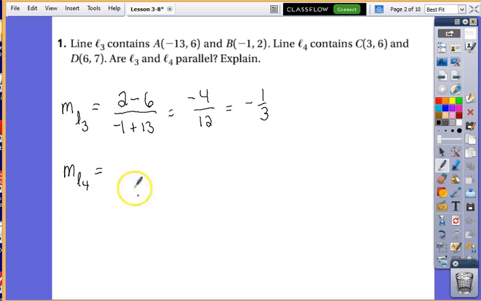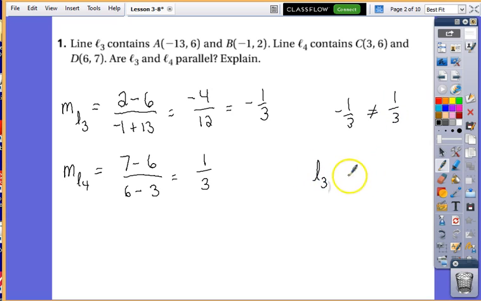Find the slope of the other line. And so when I find the slope of the other line, I'm going to do 7 minus 6 for my y2 minus y1, and I'm going to do 6 minus 3 for my x2 minus x1. This gives me a positive 1 over a positive 3. Since negative 1/3 does not equal 1/3, then I know that L3 is not parallel to L4.